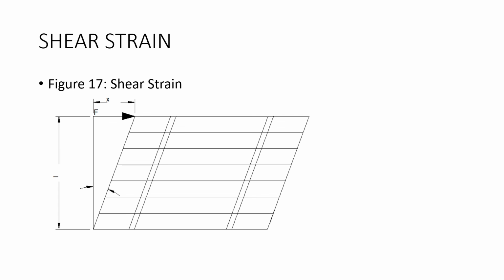Shear strain. As I have shown, if you have a number of spring leaves connected by a rod and you move them horizontally, then they go through a distance x, and divided by the distance L, you have the shear strain.